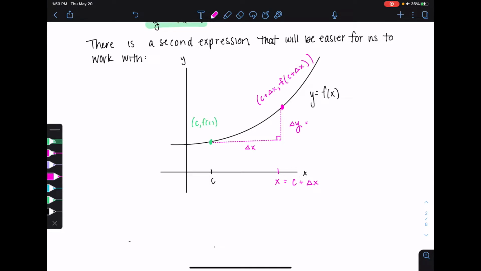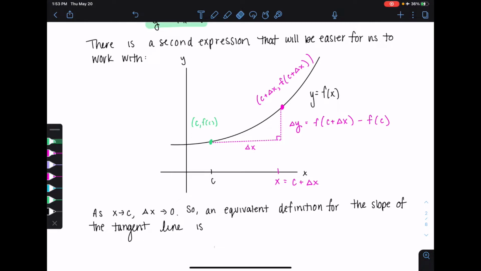So my change in y is going to be my function evaluated at C plus delta x minus my function evaluated at C. Okay. So ultimately, as we let this change get smaller and smaller, that's going to still make these 2 points super close together. So as x is approaching C, my delta x, my change in my x values, is approaching 0 to make these 2 points right on top of each other.